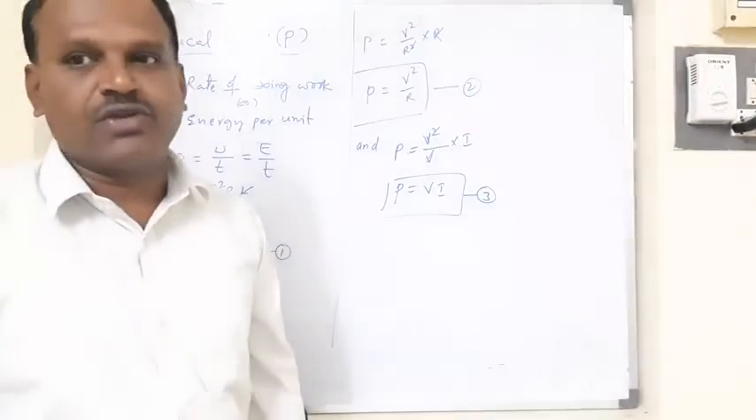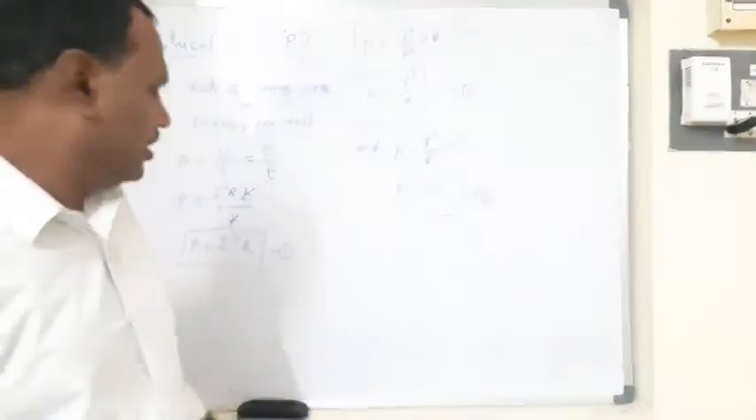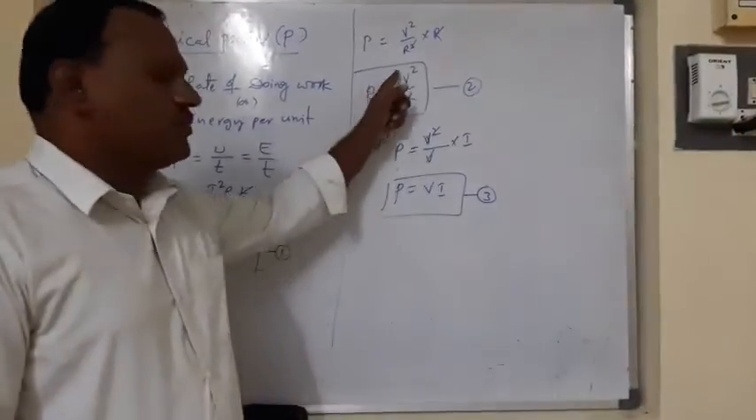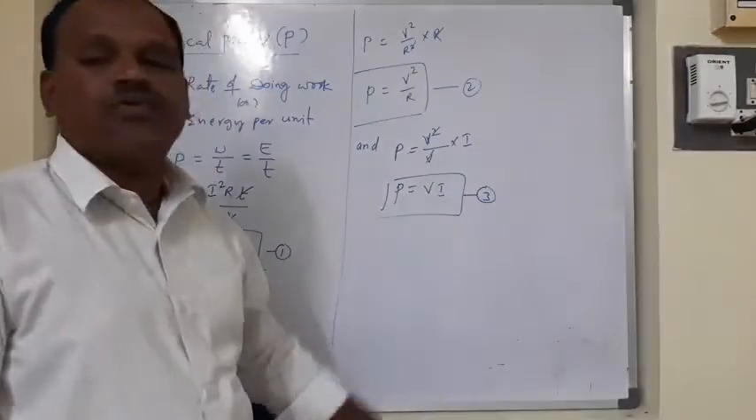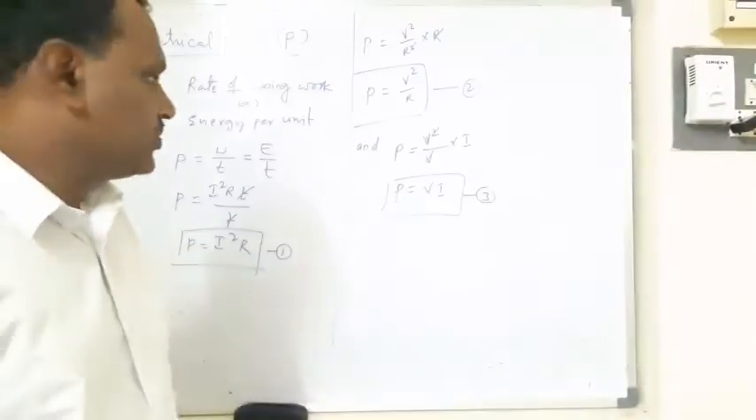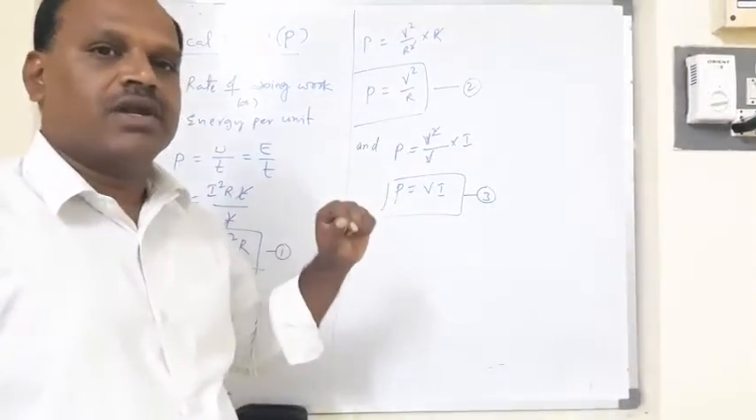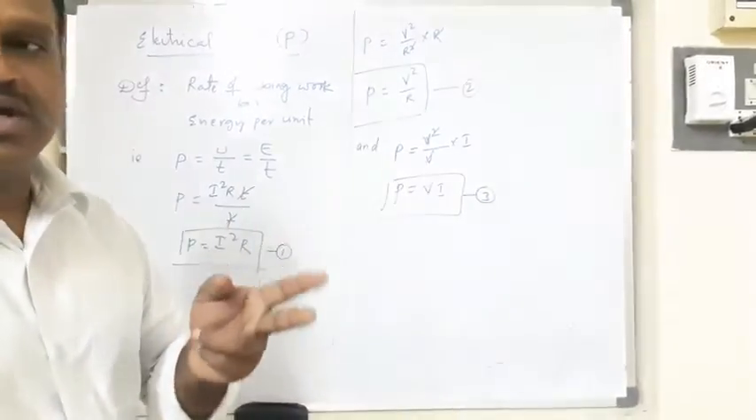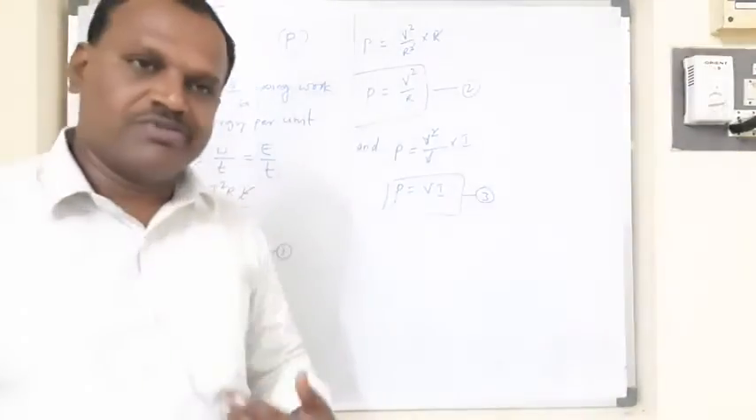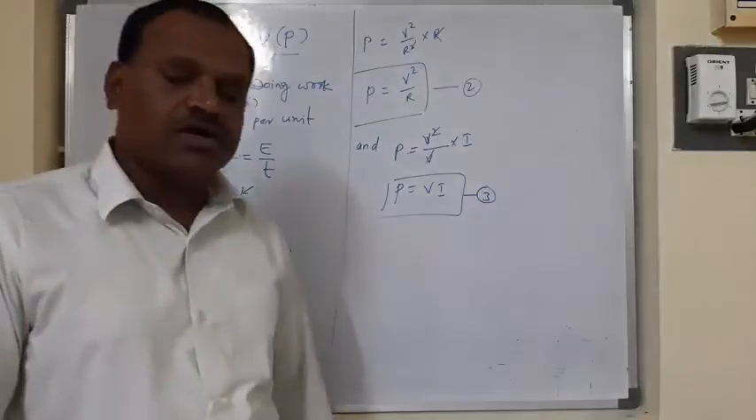So these are the three equations we can use to determine the power produced in a given electrical circuit. It may be I square R, or V square by R, or VI. These are the three equations to determine the electrical power in terms of potential and current, potential and resistance, and current and resistance.